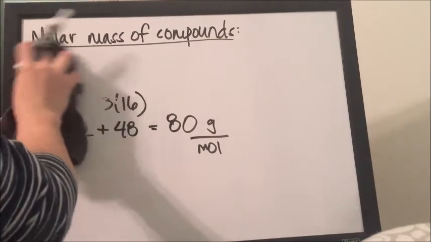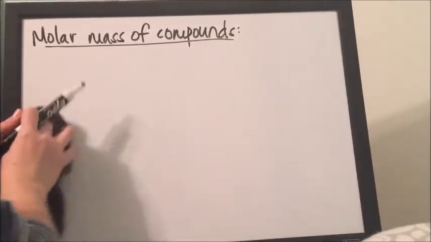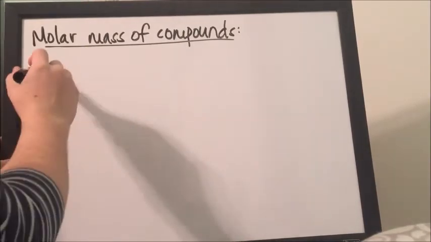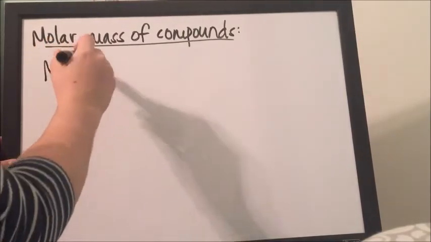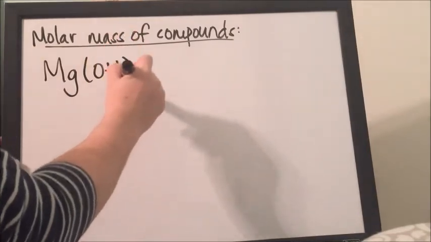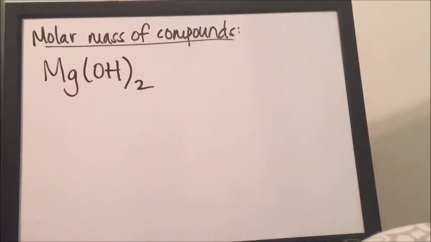Let's do a third example. I'll put this one up here and then let you work on it by yourself just for a minute. So how about this one? According to our last chapter, we know this is the correct formula for magnesium hydroxide, Mg, and then in parentheses OH, because I need 2 of those. So take a minute and see if you can calculate the molar mass for magnesium hydroxide.